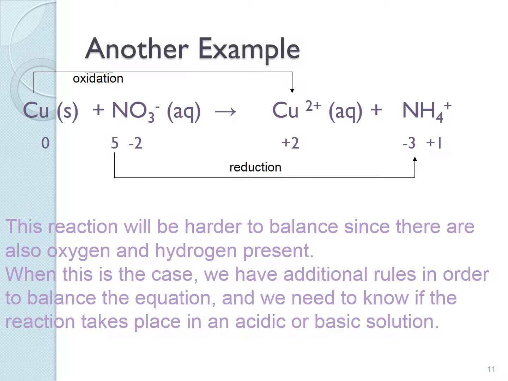So we can see that copper has been oxidized from 0 to +2, and nitrogen has been reduced from +5 to -3. But besides that, you can clearly see the reaction is not balanced because we don't even have any oxygen on the right or nitrogen on the left. So we're going to have to do a few more things to get this reaction balanced. And we also need to know if the reaction happens in an acidic or basic solution.